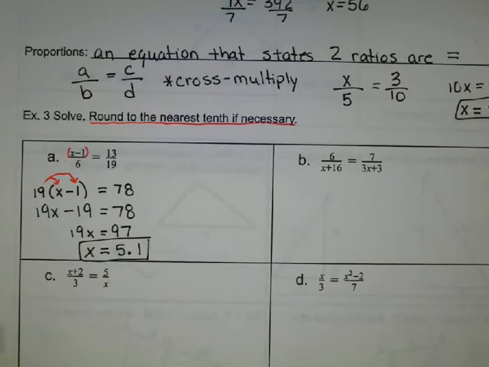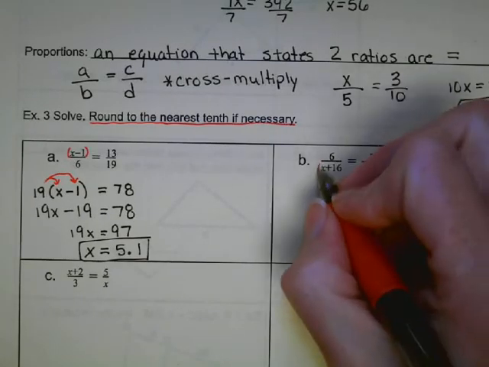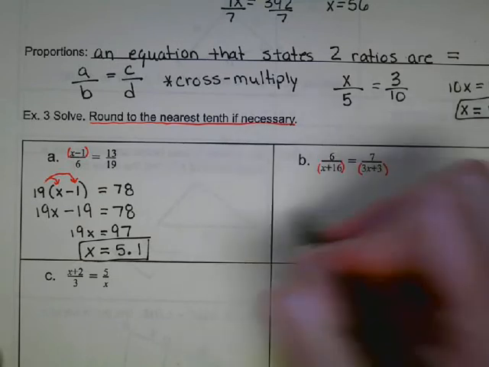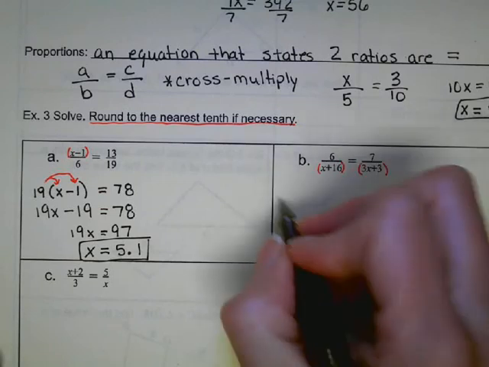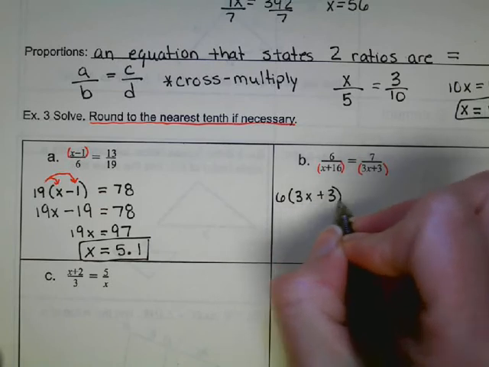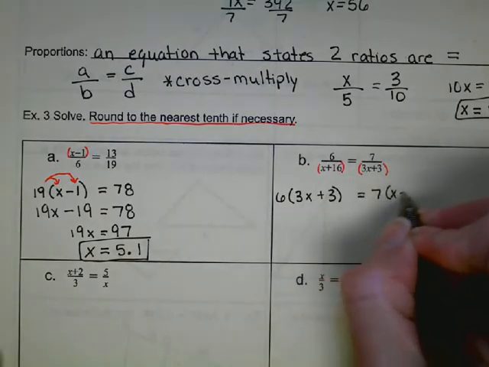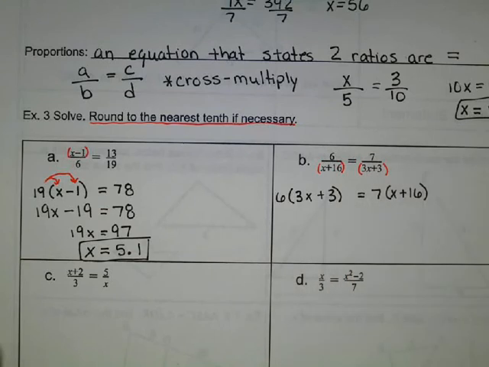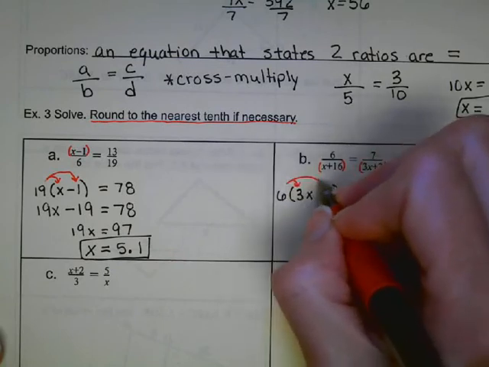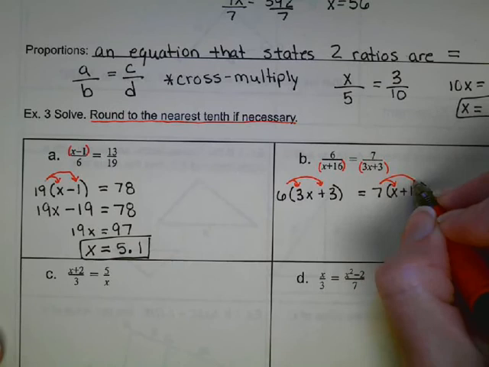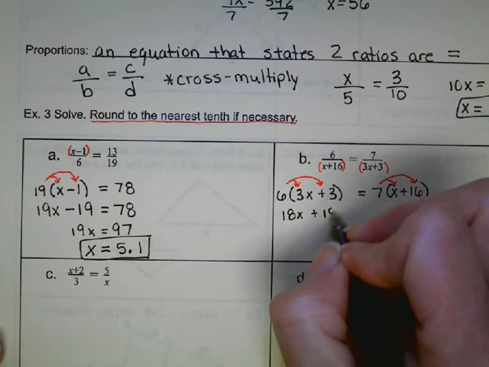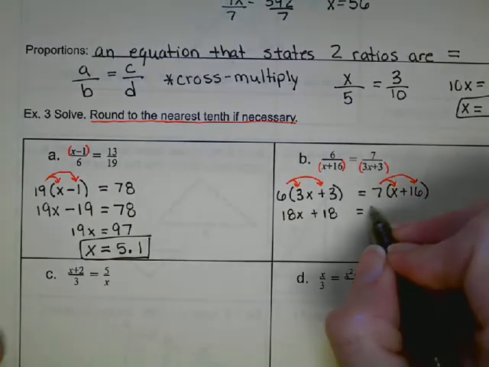Okay, the next one, again, anytime you see a plus or a minus sign, we're going to put those in parentheses. So when we cross multiply, it doesn't matter which direction you multiply first. Let's say I take 6 times (3x plus 3) equals 7 times (x plus 16). This one I have 2 distributing to do. But you would get 18x plus 18. And this side we get 7x plus 112.